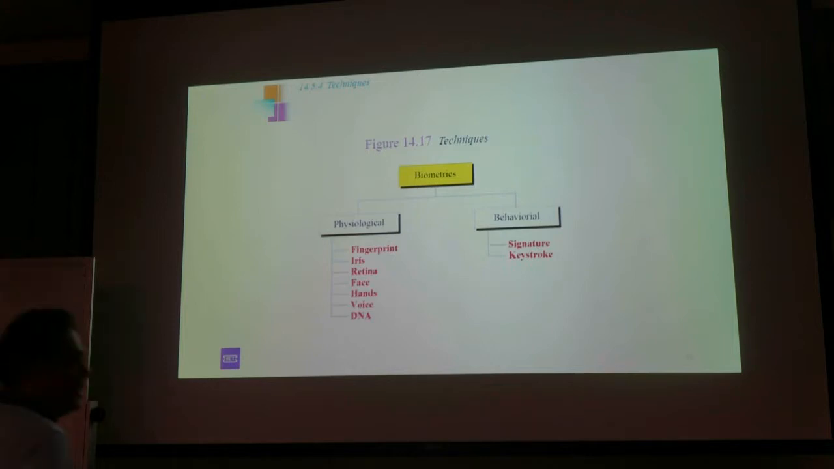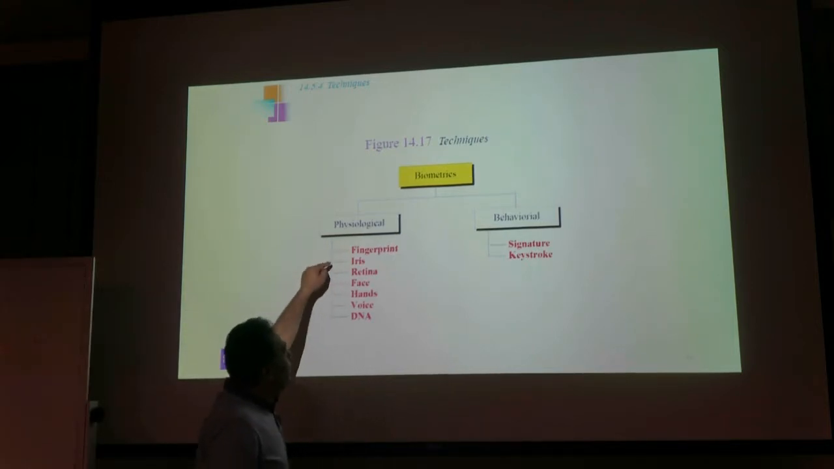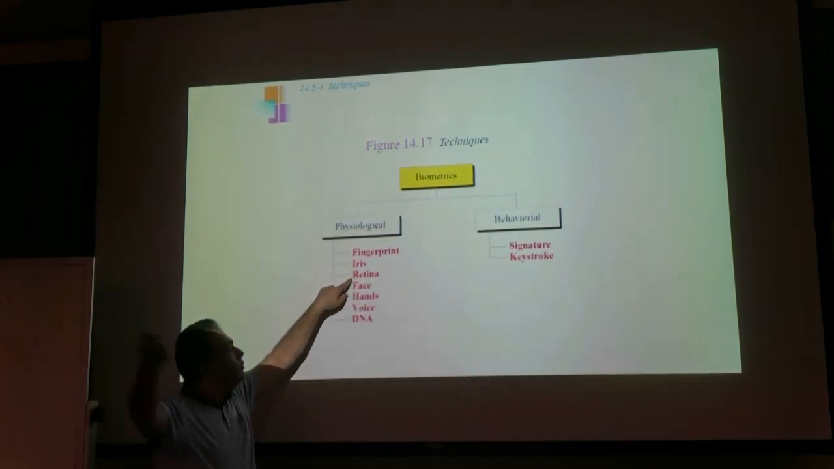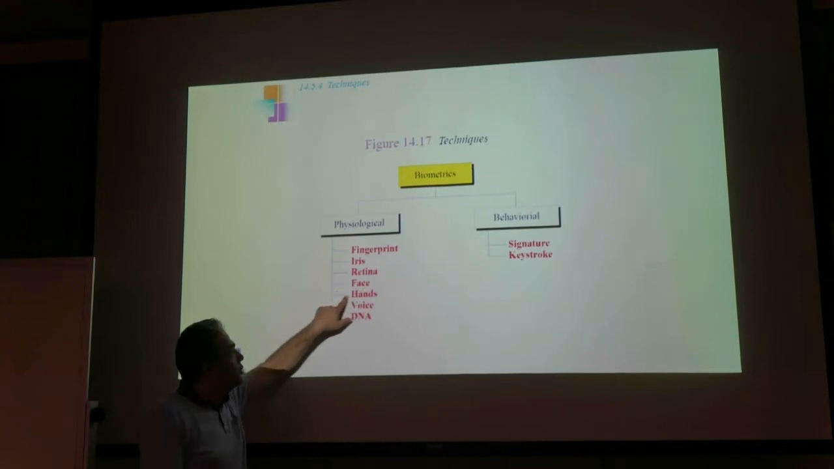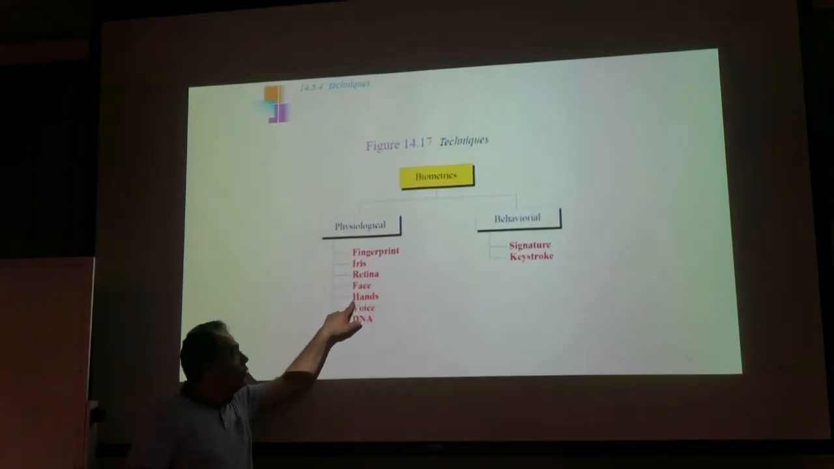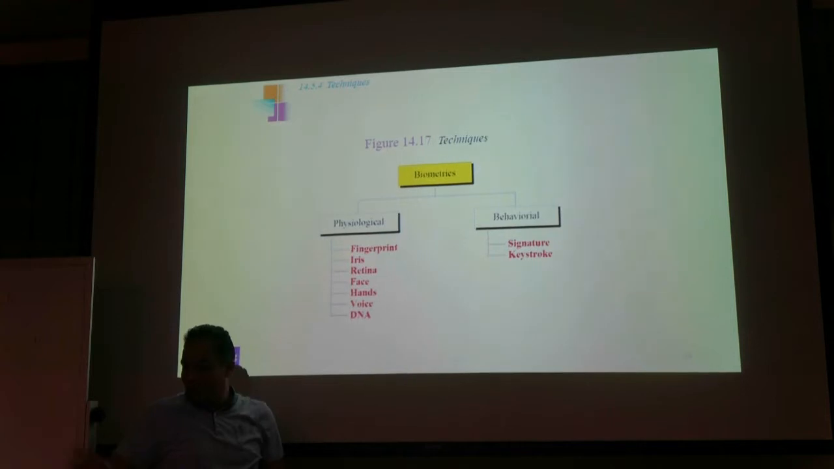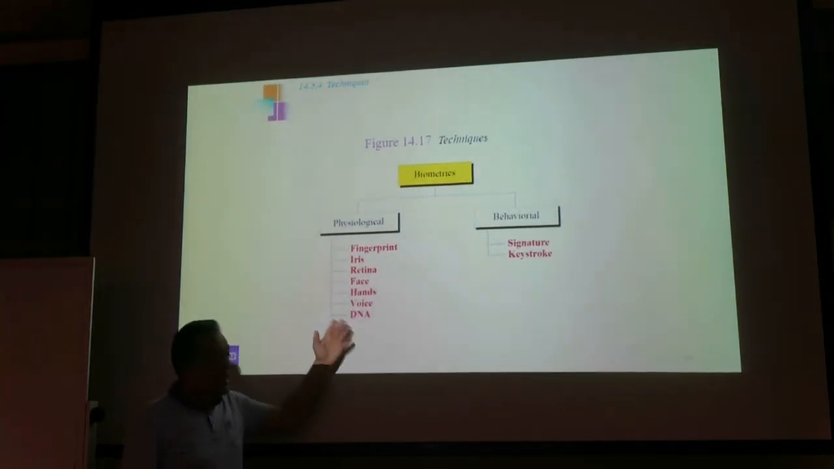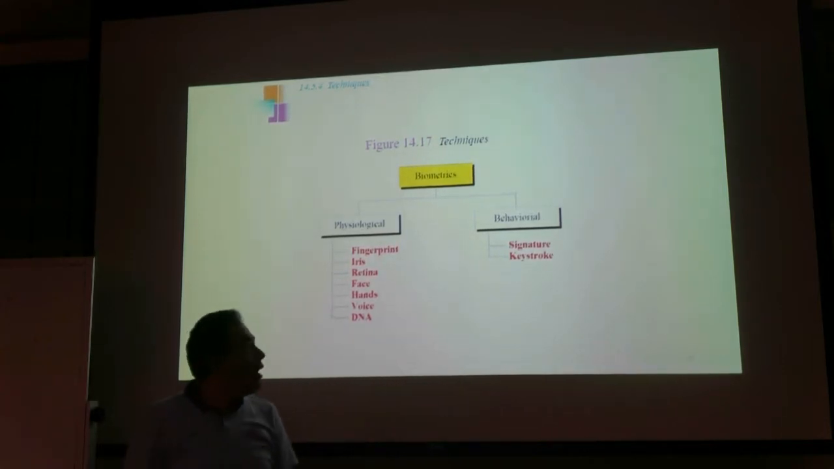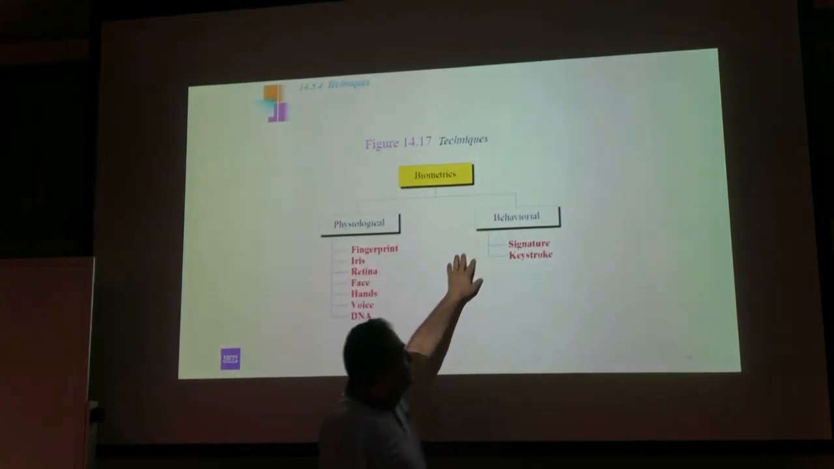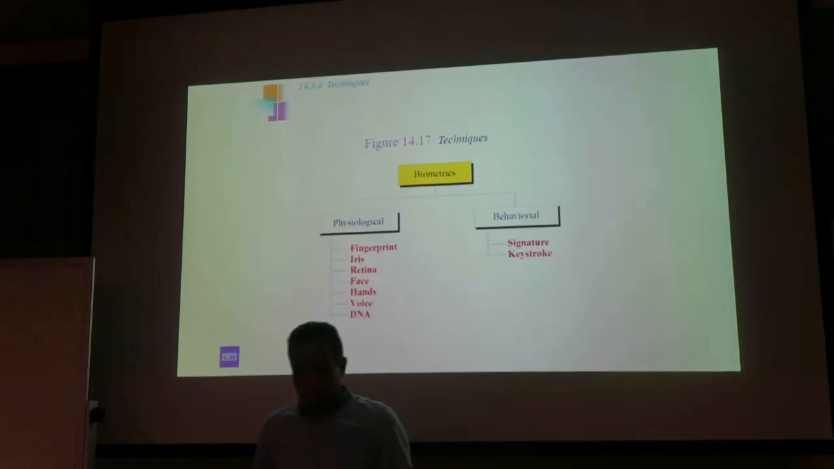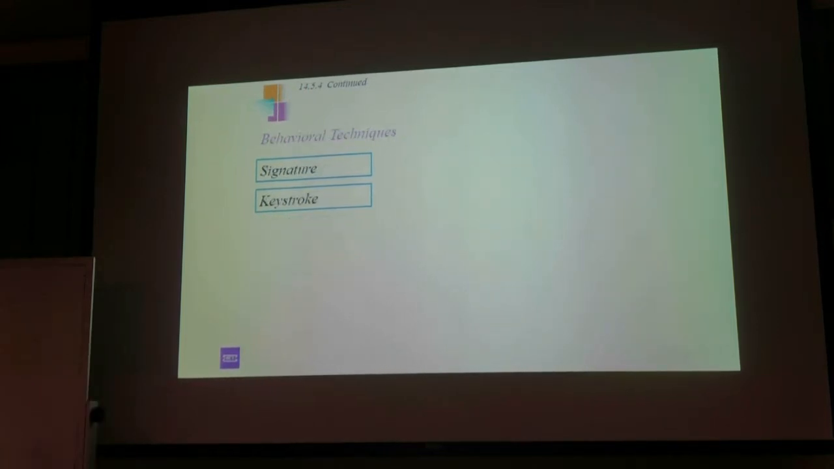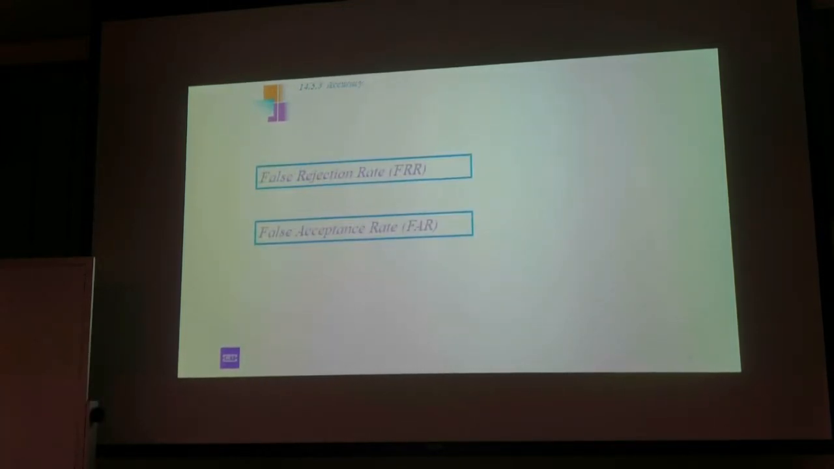Biometrics basically are the physiological things like fingerprints, iris, retina, the eye retina, face recognition, hands, maybe the size of the hand, voice recognition, and DNA. Behavior is like signature and keystrokes. So physiological and behavioral: signature and keystrokes are examples of behavior.